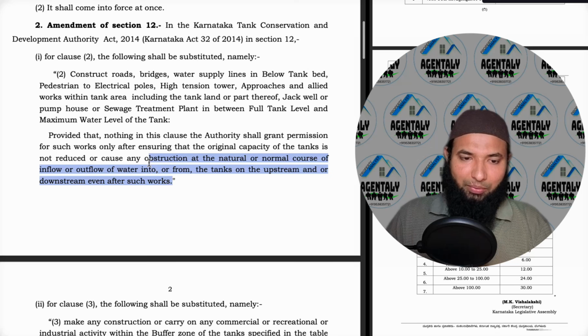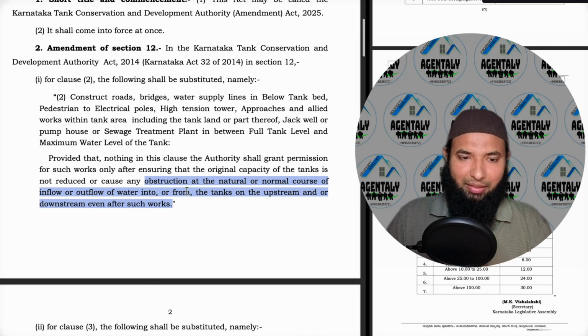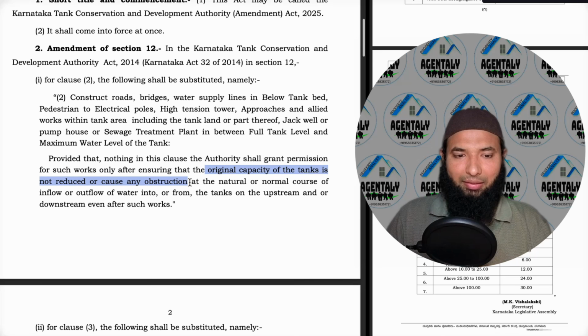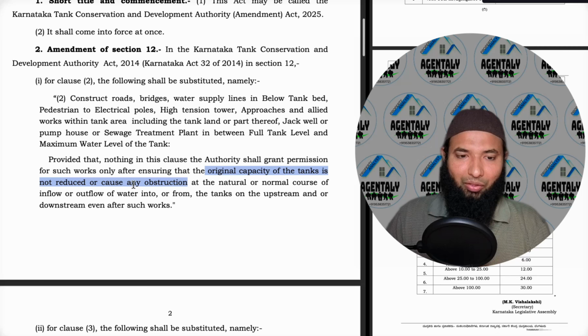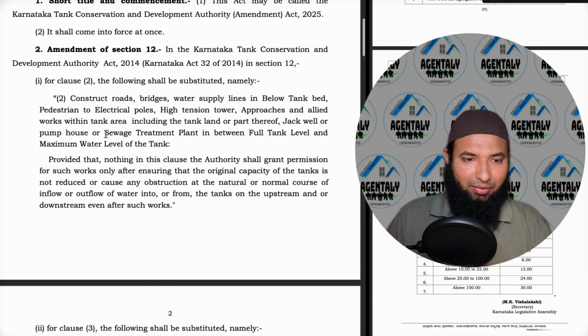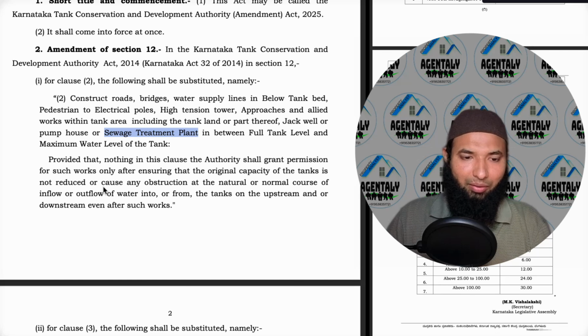So nothing should obstruct, they are telling. Okay, that we understand. Even after this works are done, nothing should obstruct, they are telling. Okay, but one more thing they told is work only after ensuring that original capacity of tank is not reduced. How can they tell this? Because any obstruction when you construct a sewage treatment plant inside the lake, will it not obstruct? Will it not reduce the lake size?